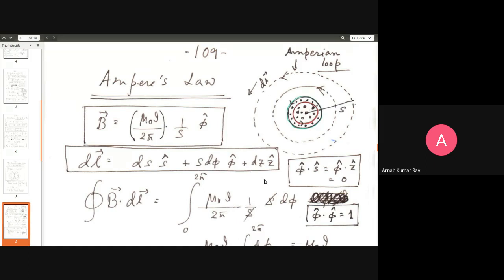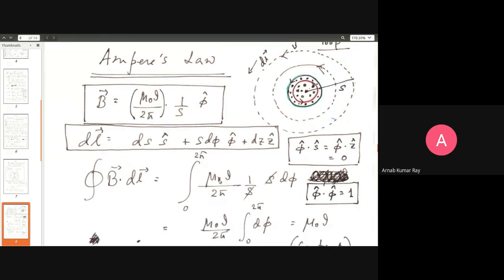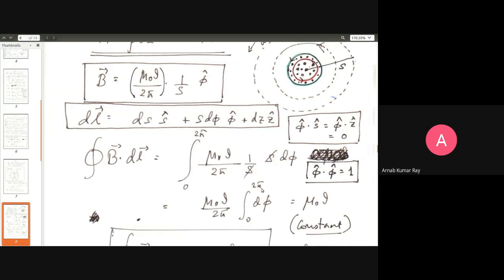In the scalar product, you just have to write mu naught I by 2 pi s, phi-cap dotted with s dphi phi-cap, and phi-cap dot phi-cap is 1. So you just have 1 by s into s dphi. The s and s cancel. You get mu naught into I. I is a constant current. It's a steady current. We have discussed the meaning of a steady current: at any position of observation, the current will not change its value in time. So that is a steady current.